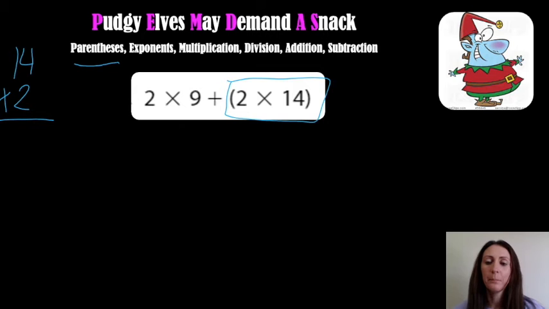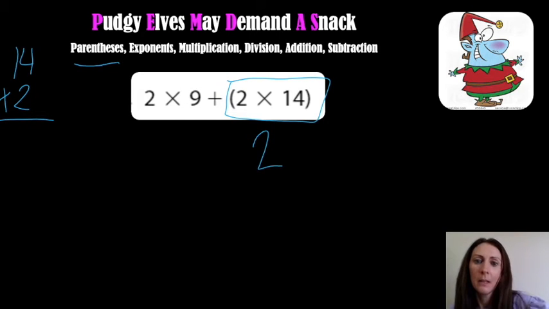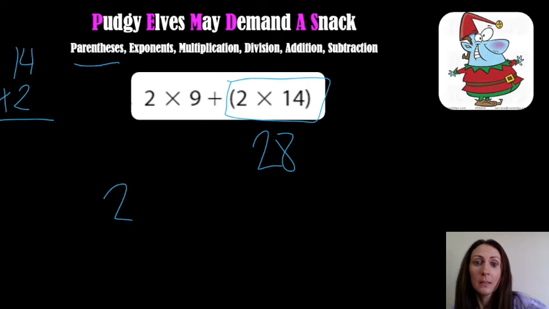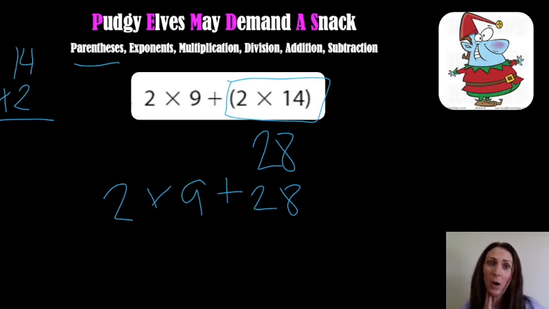What did you get? 28? Right. Got 28. Now, what am I going to do next? Right, I'm going to rewrite the problem. So 2 times 9 plus 28. Okay, now, do I have any exponents?